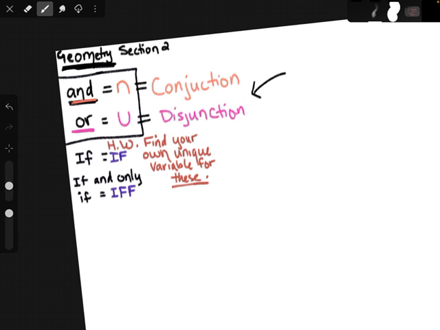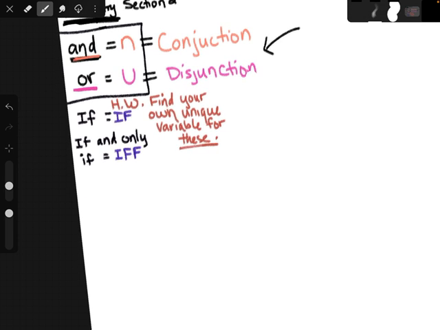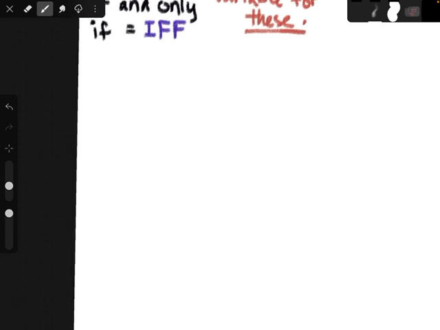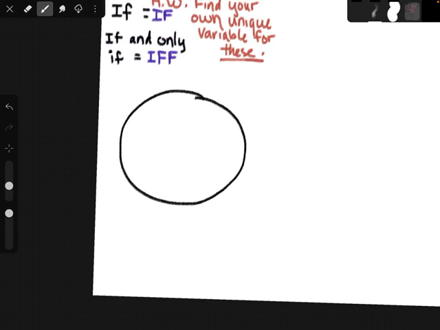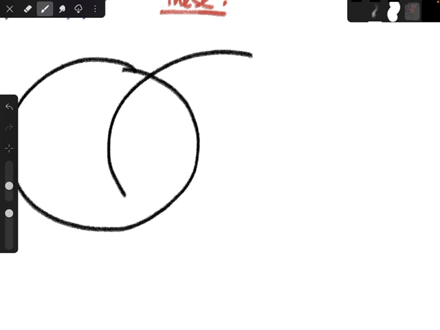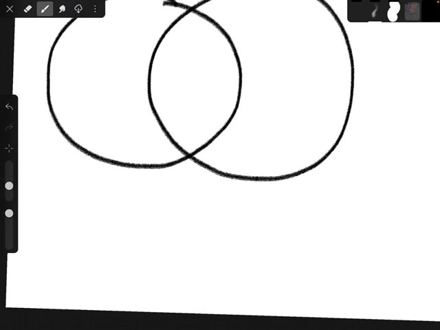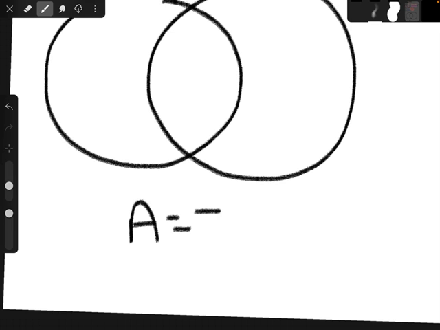So let's get to the examples. There's this thing about conjunction that's really cool: have you ever seen a Venn diagram before? Yes, you have. It's these two circles, right? You guys know about circles. What's the area of a circle? Area equals pi r squared, right?